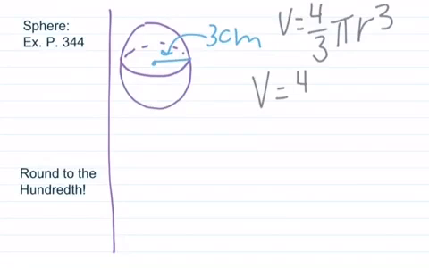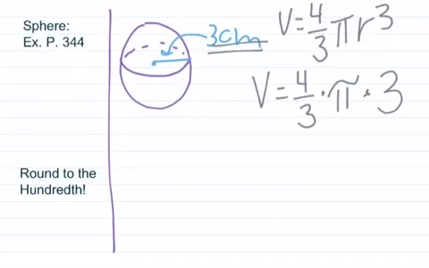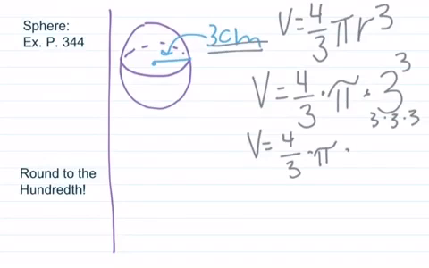So again, I'm just going to follow my formula step by step. The 4/3 isn't going to change. Pi is not going to change. My radius is 3, so times 3 cubed. And then I'm going to evaluate. So volume is 4/3 times pi times 3 cubed is 3 times 3 times 3. So that's times 27. Now, you can enter this into your calculator. What I'm going to do is cross simplify.